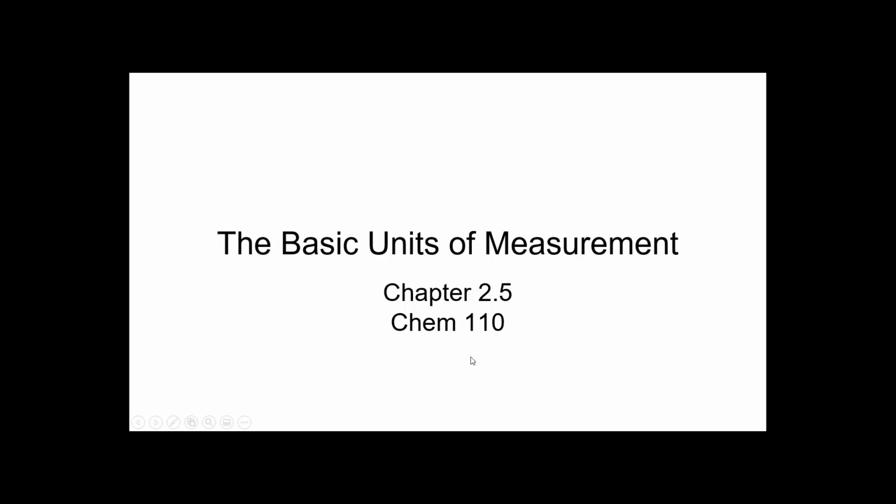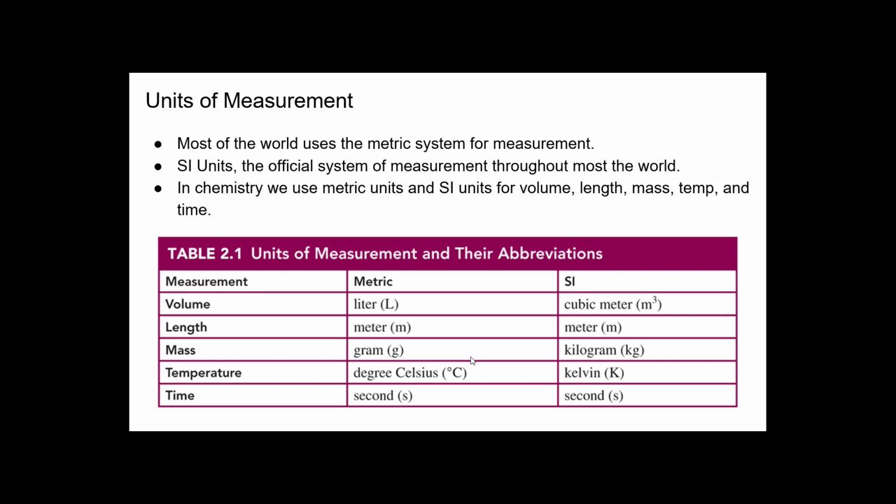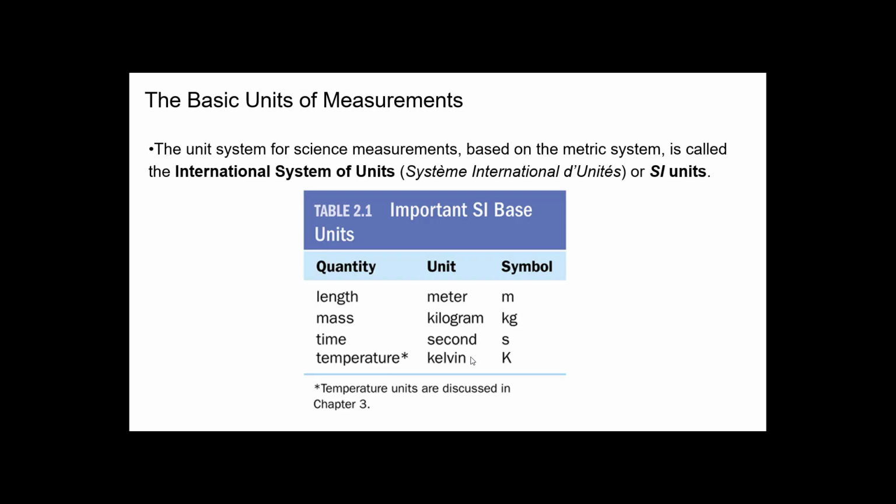Hi class, we are now on chapter 2.5, the basic units of measurement. So I'm going to keep showing this table so you get familiar and understanding what units we are using in chemistry. So volume, liter, cubic meter, length, meter, SI units are meter, mass is grams, and temperature Celsius. Eventually we'll move on to Kelvin for gases, and time is seconds.